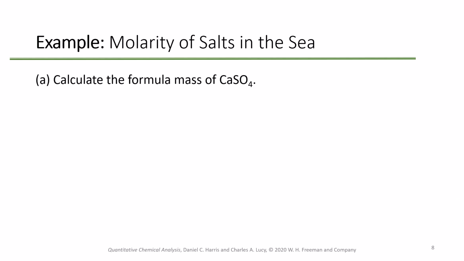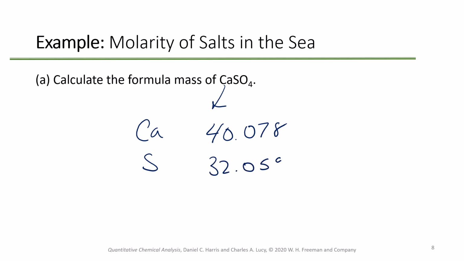A says, calculate the formula mass of calcium sulfate. So I would just need to go to the periodic table of elements. Calcium is 40.078. Sulfur is 32.059, and then oxygen, and there are 4, is going to be 16. So 15.999 will round up to 16.